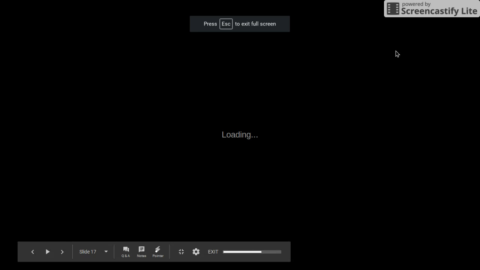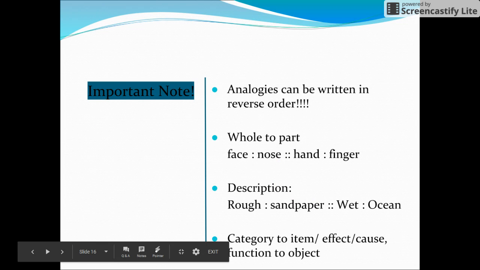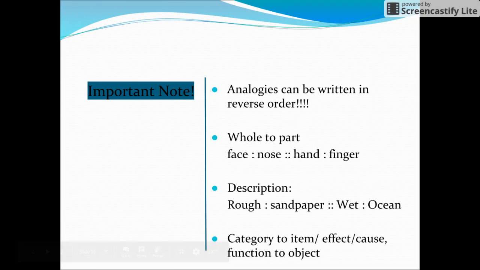All right, before we get to the practicing portion, let me go back really quick. An important note, guys, analogies can be written in reverse order. That means that it doesn't have to necessarily be part to whole. It can be reversed, whole to part. For example, we had nose to face because the nose was a part of the face, but you can also put it backwards. A face is a whole to a part, which is a nose. A hand is the whole, and the finger is the part, okay?